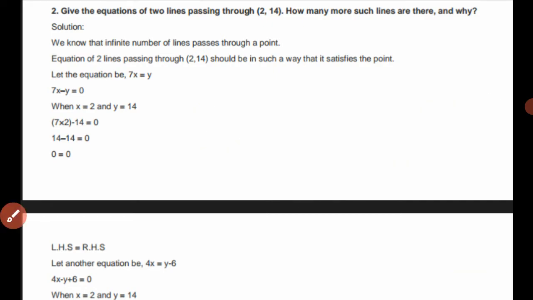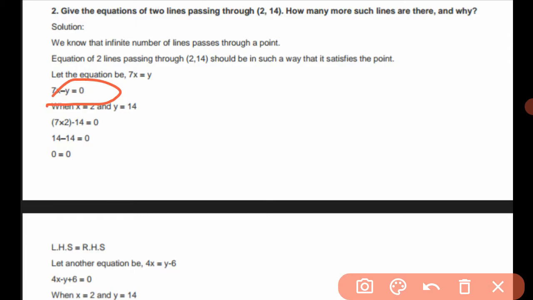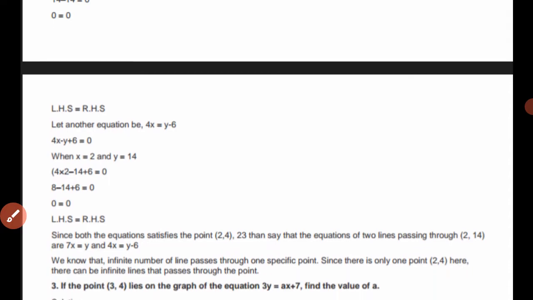So one equation will be formed like this. Here 7x minus y equals 0, where x equals 2 and y equals 14. So we can write here 0 equals 0, which means LHS equals RHS. So in this case, we can find many equations.